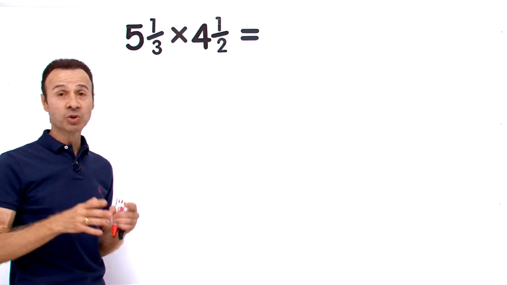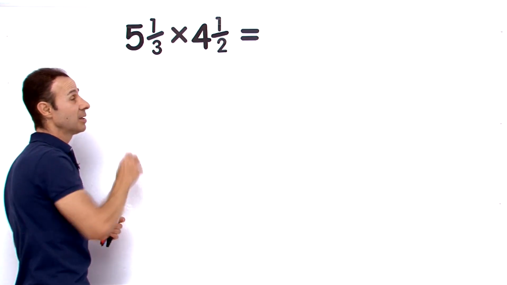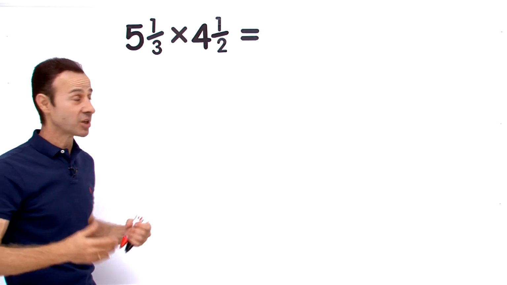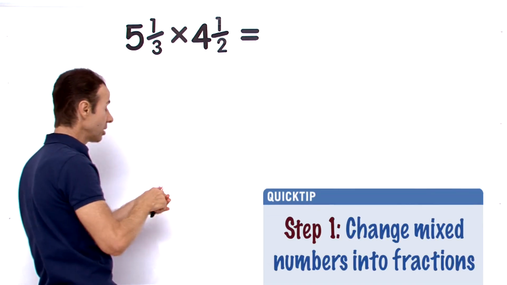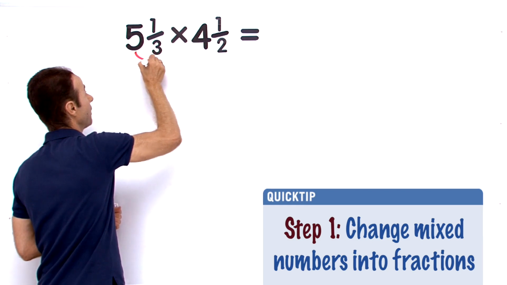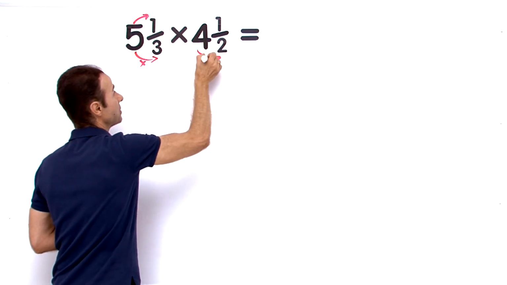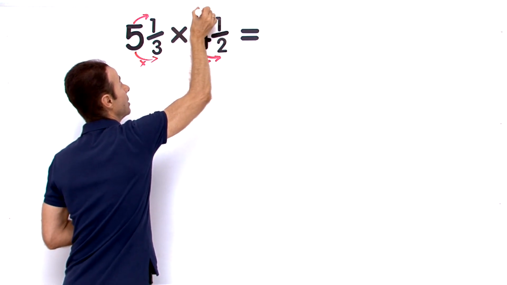So the first thing we want to do with mixed numbers, as we always do, we need to change them into improper fractions. So let's go ahead and do that. We've got 5 1/3. All we have to do is multiply the 5 times the 3 and then add the 1. 4 times the 2 and then add the 1. So we're going to add that.